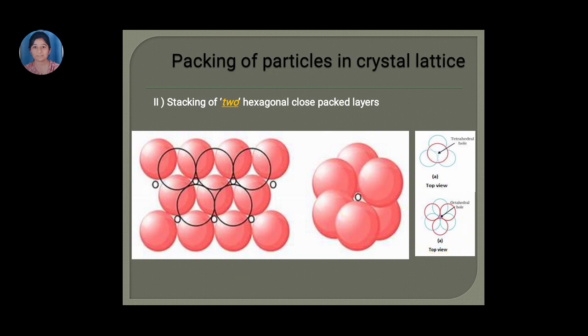Now this is the side view. If we see from here, you'll get the tetrahedral hole. And if we see that three atoms which are joined together are again overlapped with the three atoms, of course in the anti-parallel way, so we will get the octahedral hole. So this is about this stacking of two hexagonal close packed layers.